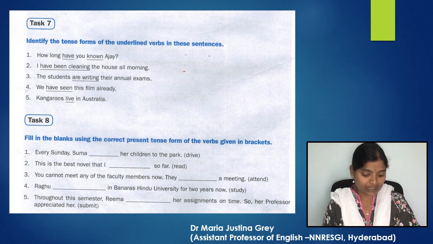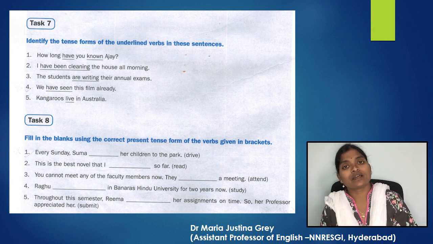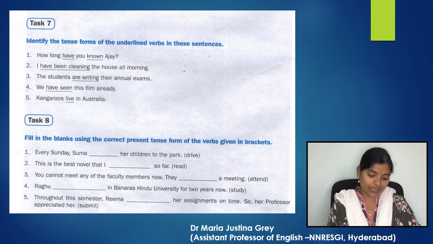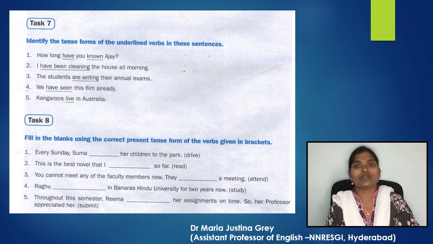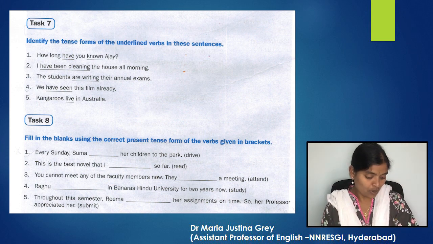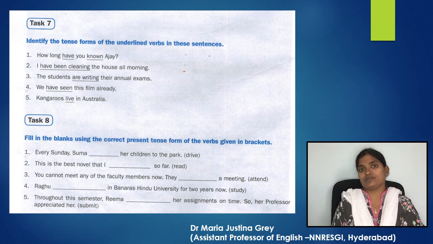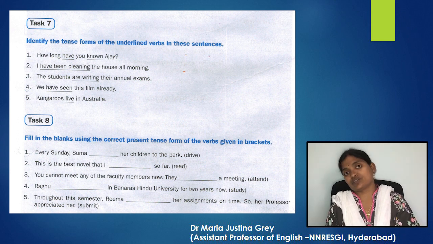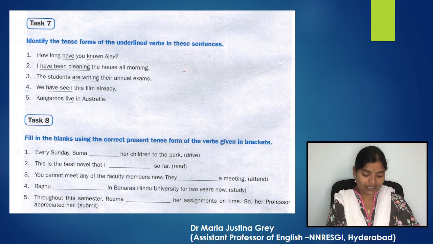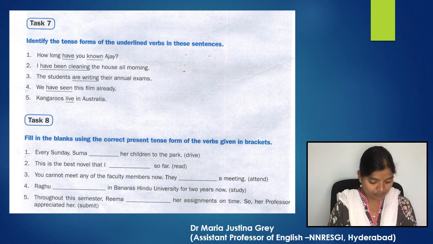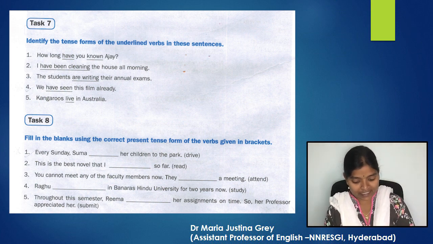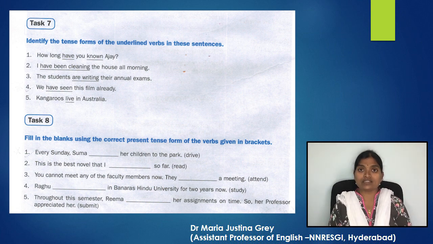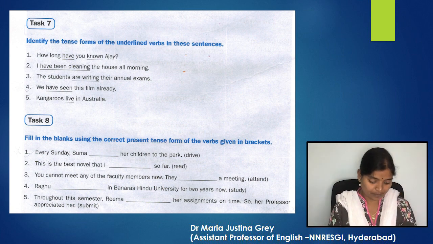Number 2. I have been cleaning the house all morning. Present perfect continuous. 3. The students are writing their annual exams. Present continuous. 4. We have seen this film already. Present perfect. 5. Kangaroos live in Australia. Present simple. Let's move to task 8 now. Fill in the blanks using the correct present tense form of the verbs given in brackets. Please do the task, then we will discuss.